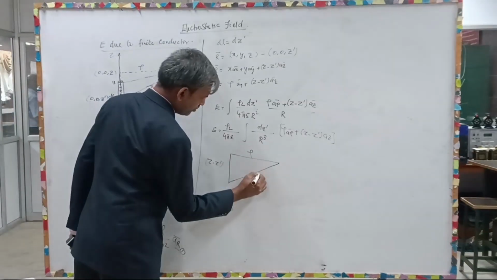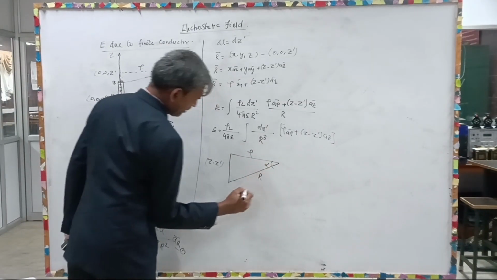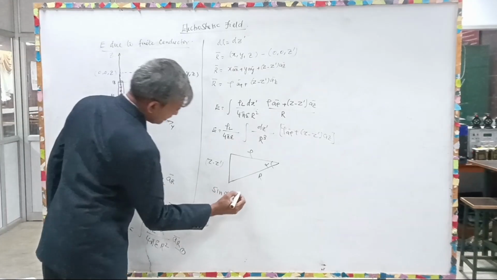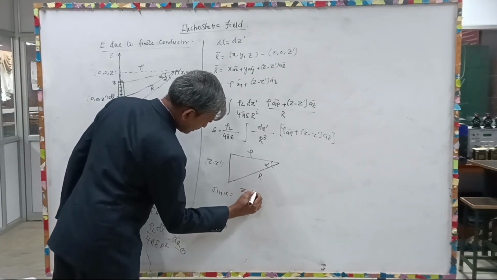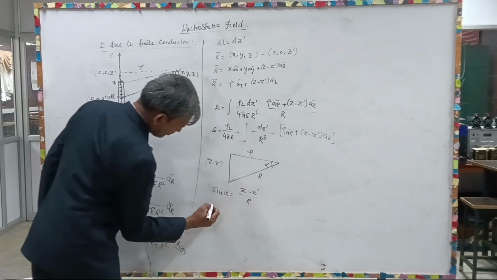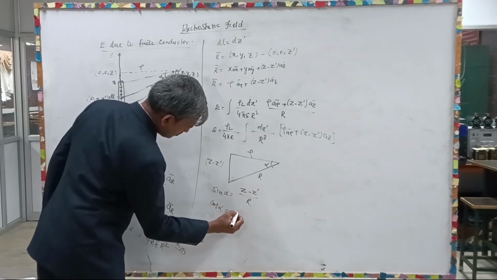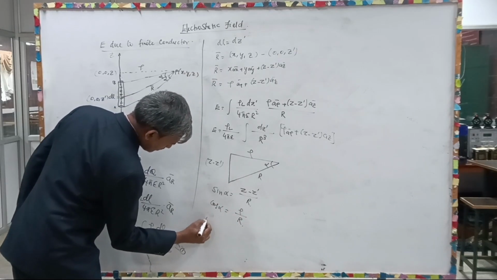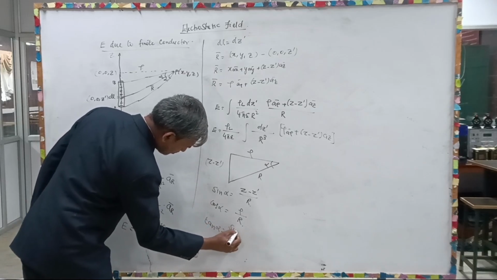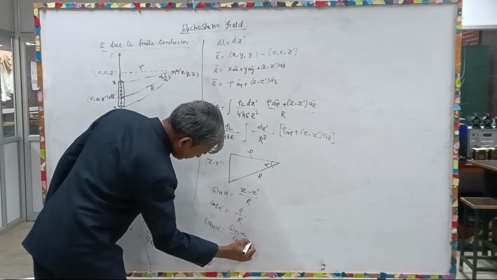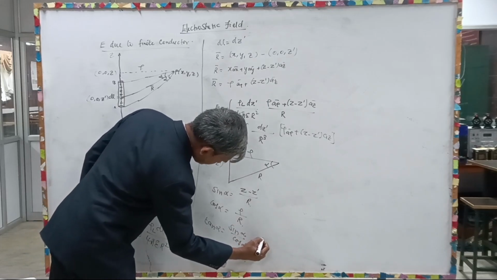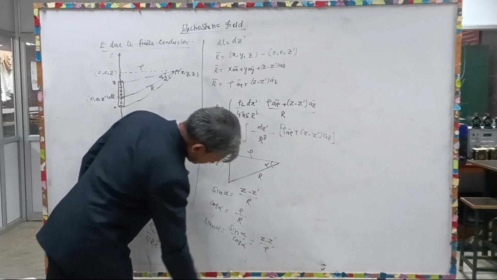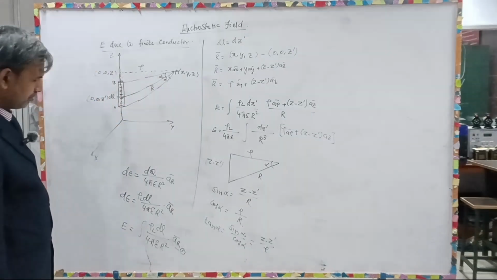Z as rho, or this will be alpha. So from this, sin alpha is equal to opposite divided by hypotenuse, z minus z dash divided by R. Cos alpha is equal to adjacent divided by hypotenuse. Tan alpha is equal to sin alpha divided by cos alpha, which is equal to z minus z dash divided by rho.